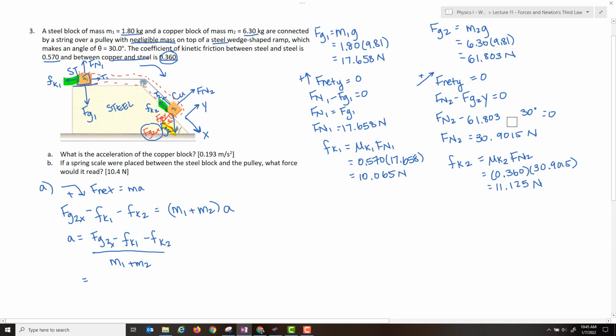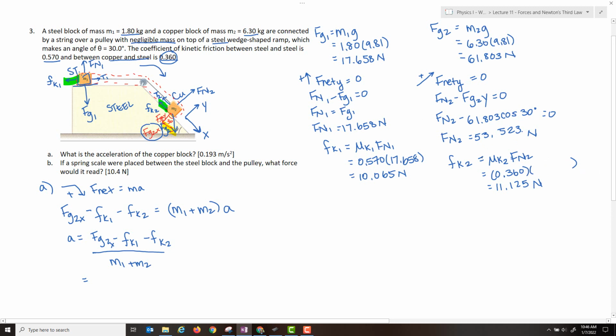Okay, so I'm going to change this to be cos of 30 degrees. So Fg2y, as you can see here, is adjacent to the 30 degree angle. So that's why I should have put cos. So I'm going to type that up again: 61.803 cos of 30 degrees. And I get a different answer now, so I'm just going to fix that. And that's 53.523 newtons.